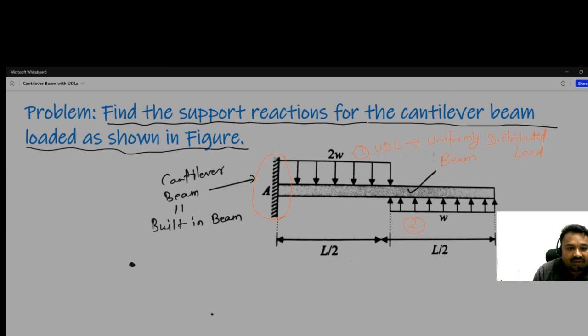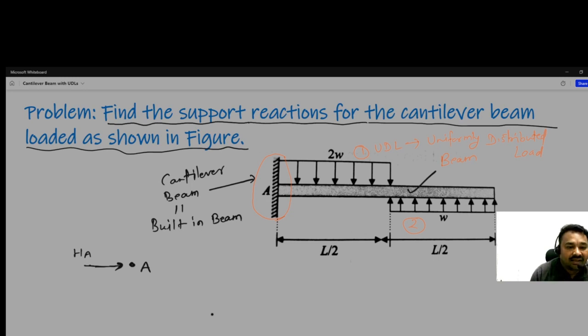Okay, so let us draw the free body diagram at A. So it is A. Can it translate in horizontal direction? No. So there is a resistance HA. Can this translate in y direction? So the answer is no.